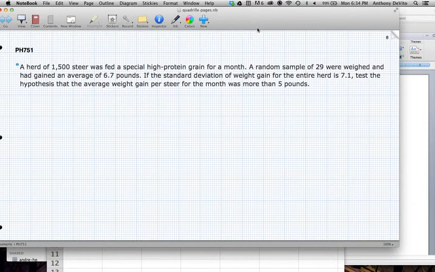This is not exactly public. I guess it is public health, I guess, right? A lot of people eat meat, so this might be public health.